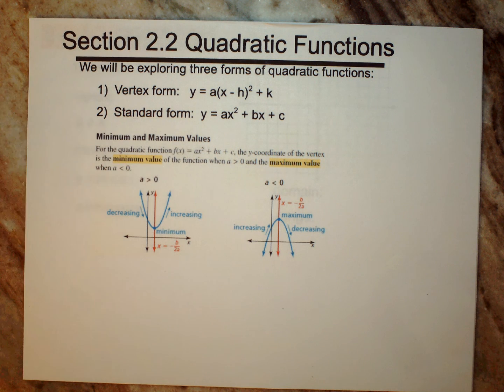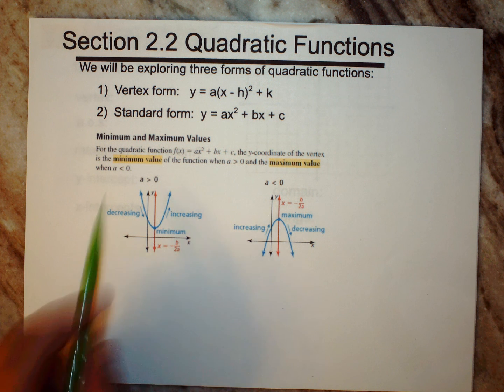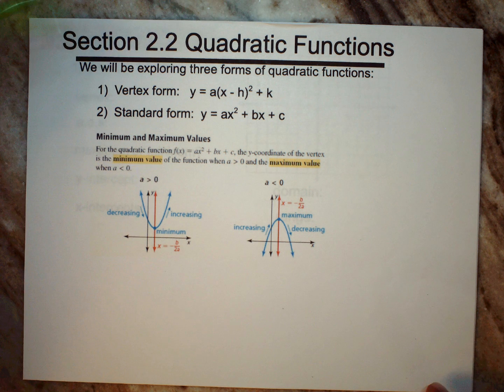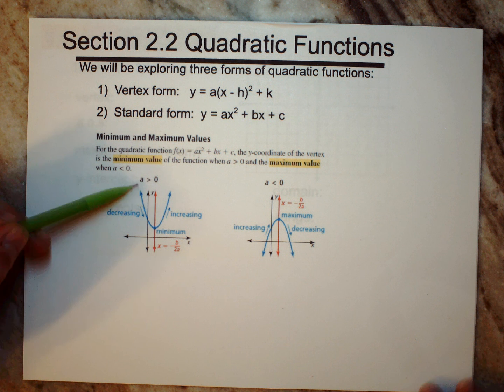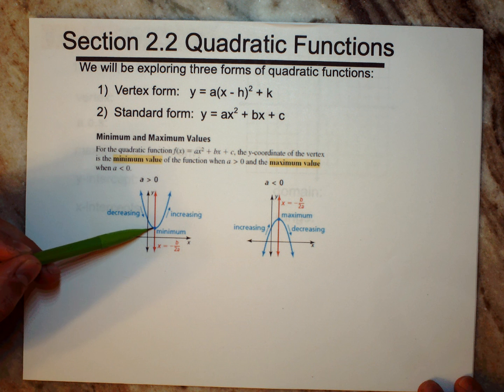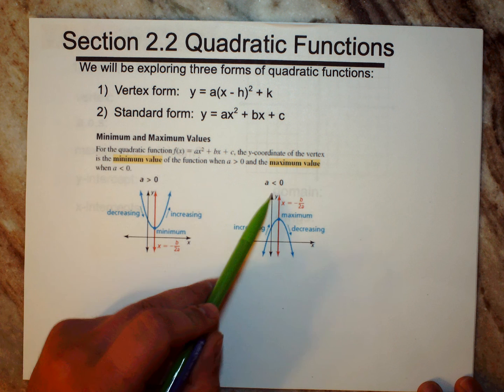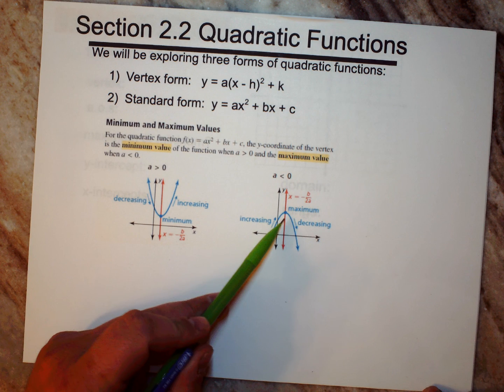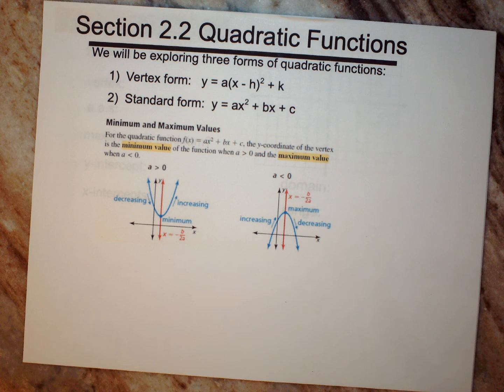So it says here, for a quadratic in the form f of x equals ax squared plus bx plus c, the y-coordinate of the vertex is the minimum value of the function when a is greater than 0 and the max when a is less than 0. So basically, you just see these two charts. When a is greater than 0 here, the y-coordinate is the minimum, the lowest point of the parabola. When a is less than 0, the y-coordinate is the maximum, or the highest part of the parabola.